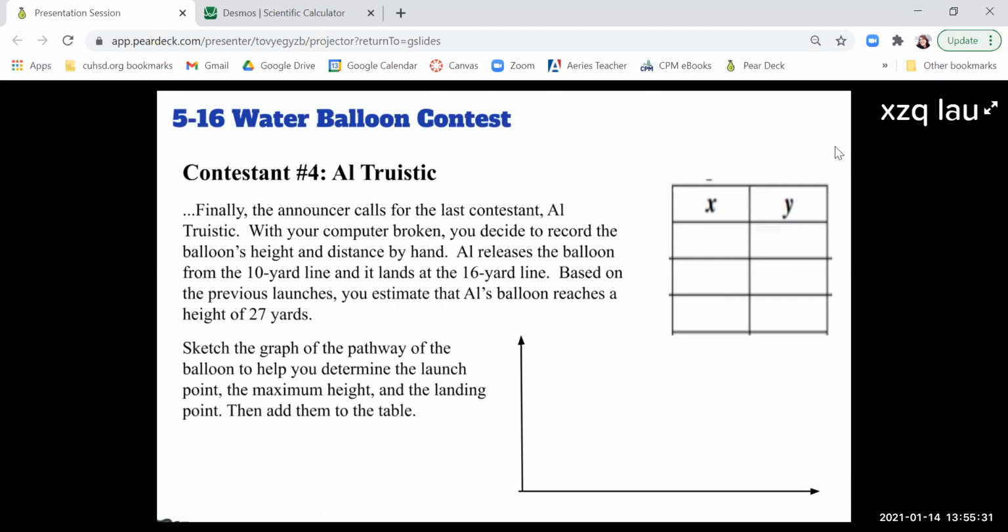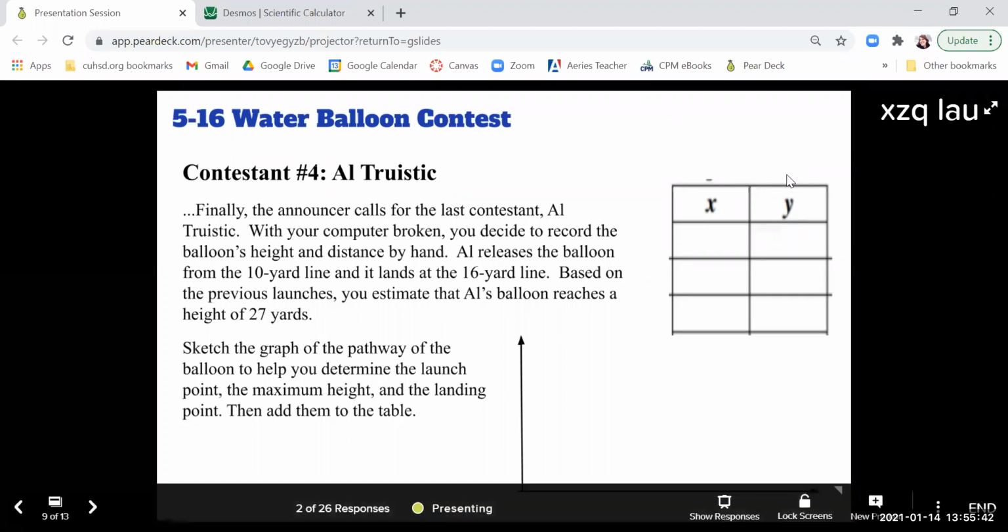With your computer broken, you decide to record the balloon's height and distance by hand. Al releases the balloon from the 10-yard line, and it lands at the 16-yard line. Based on your previous launches, you estimate Al's balloon reaches a height of 27 yards.